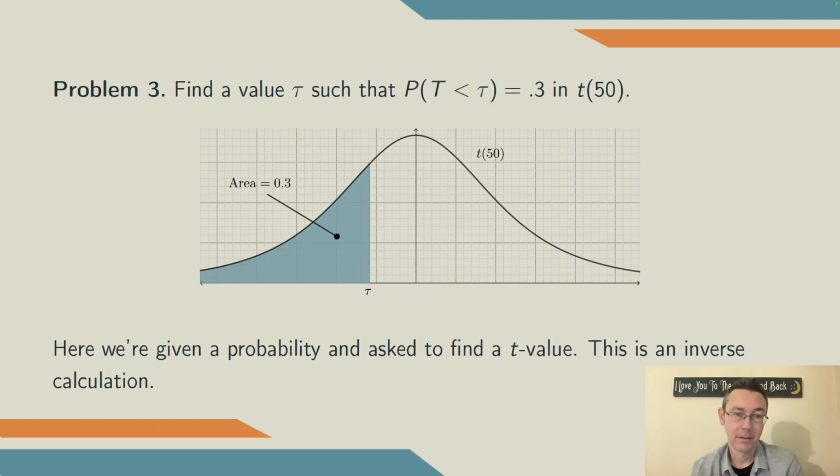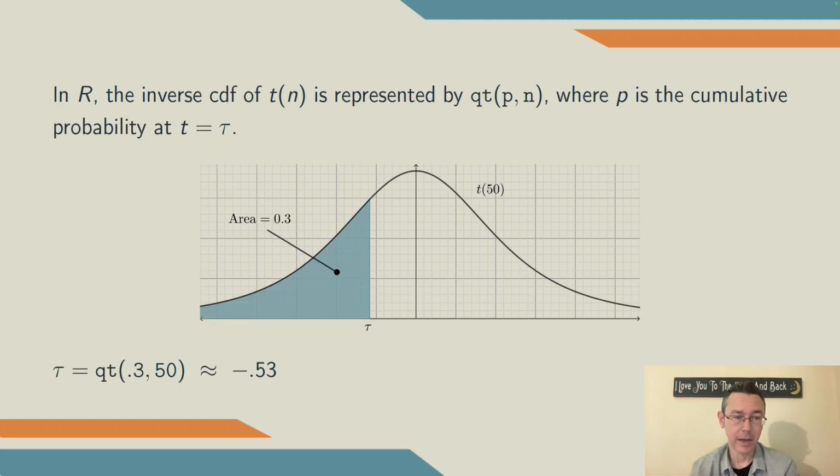47.18%. Problem 3. Find a value tau such that probability that t is less than tau is 0.3 in t of 50. So as I mentioned earlier, here we're given a probability and asked to find the t value that has that area to the left, that probability to the left. So this is an inverse CDF problem. You should do this using technology too.